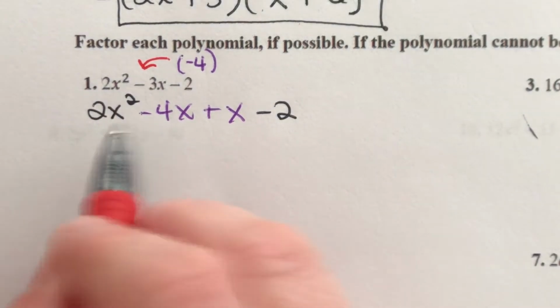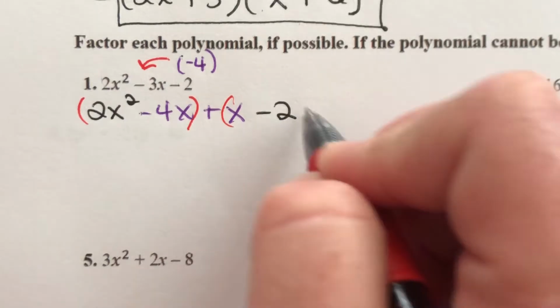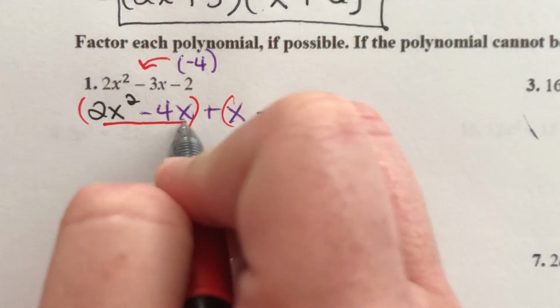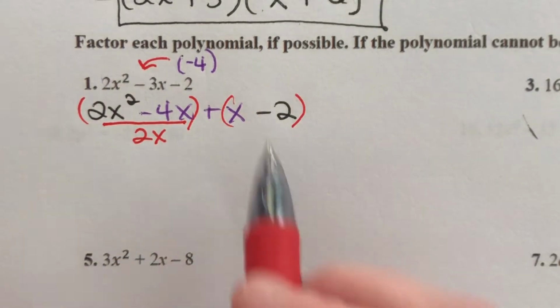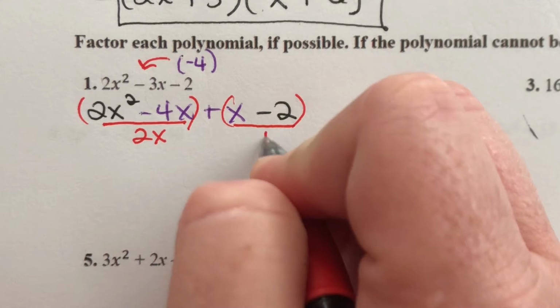Okay, so now I'm going to group. So I'm going to group these first two together, the last two together. Can I factor anything out of these first two? Yeah, they can both be divided by 2x. What about this guy? Can I factor anything out? No, so I'm just going to say 1.